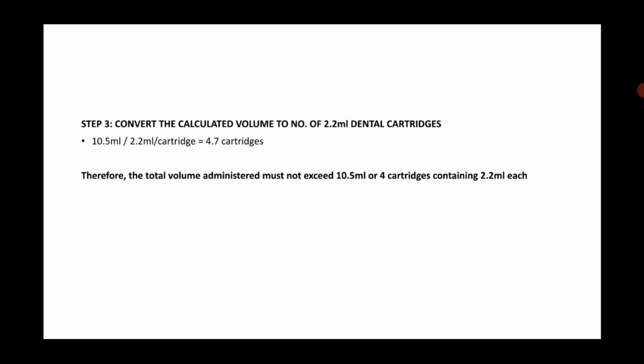Now again, if you have your answer in cartridges, then you need to do the third step, which is to divide the total volume by the volume of each cartridge, which is 2.2 ml, which will be 4.7 cartridges. Therefore, the total volume which is to be administered to a 70 kg person without vasoconstrictor should not exceed 10.5 ml or 4 cartridges containing 2.2 ml each.